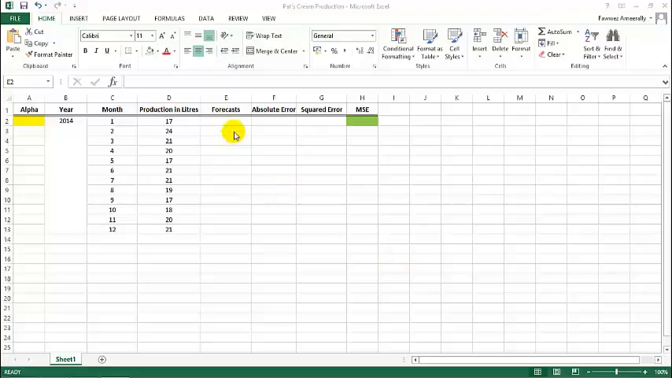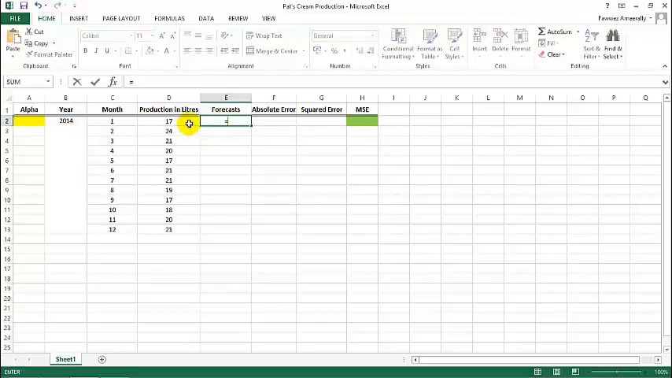We will use this example. Since we do not have any information about 2013 data, we will simply use the first forecast as the first actual data. And here we will apply the formula. Alpha, we need to fix alpha every time we use it, times the previous data plus 1 minus alpha, again we fix it, times the previous forecast.